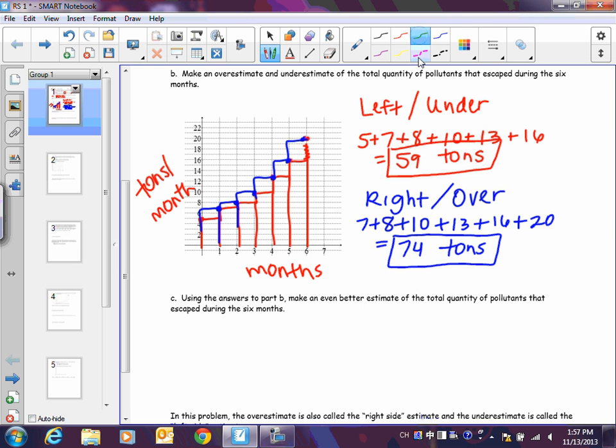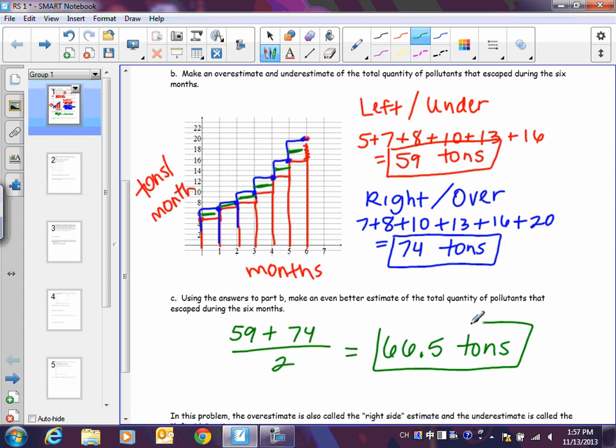What this would do is, think about it this way, it'll cut this difference in half. So we could do that work and then redo everything, or what's much, much easier, since I already did this work over here, is 59 plus 74 divided by 2, which gives us 66.5 tons.